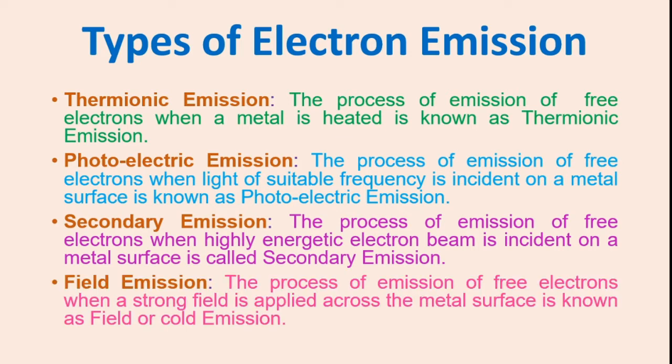The last one is field emission. In this case, the metal from which the electrons are to be emitted is placed under a strong electric field, and as a result of this field, the electrons are emitted from the metal surface. So the process of emission of free electrons when a strong field is applied across the metal surface is known as field or cold emission.